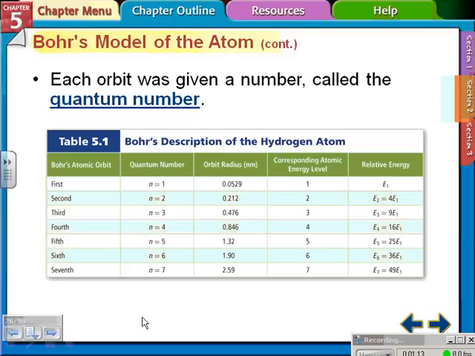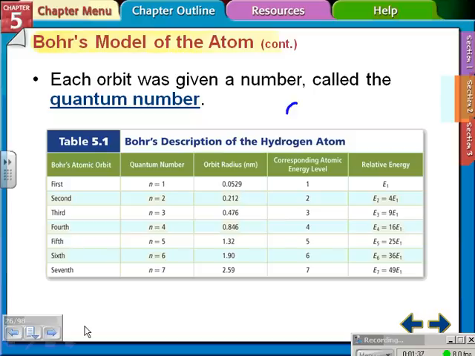So in this model, each orbit is given a number, and it's called the quantum number. So you can see right here, quantum number n equals 1, n equals 2, n equals 3, and so on. That is going further and further from the nucleus. So the first energy level would be closest to the nucleus. The second energy level would be a little further away. The third energy level, a little further away.